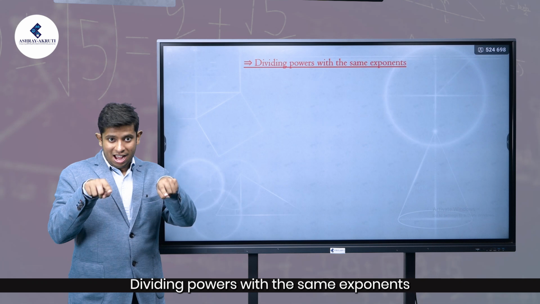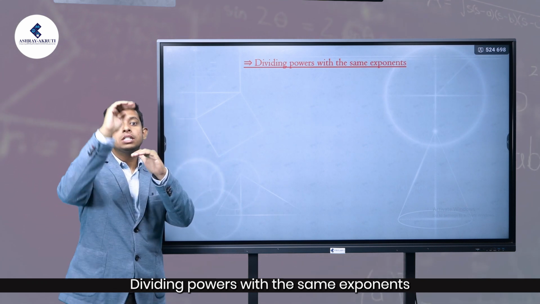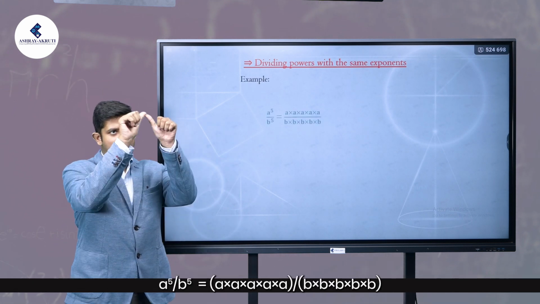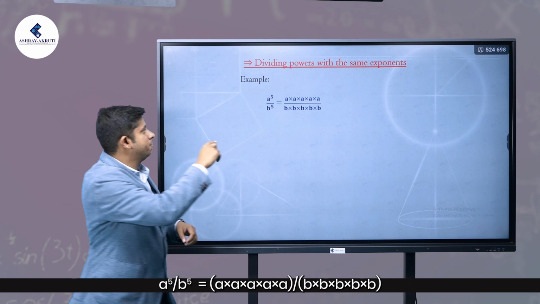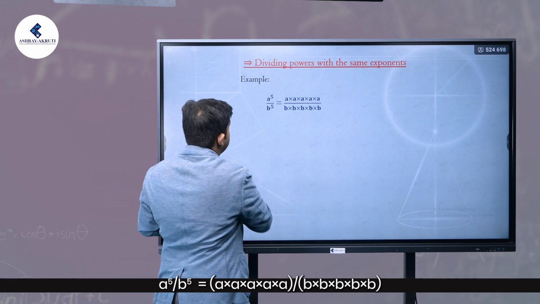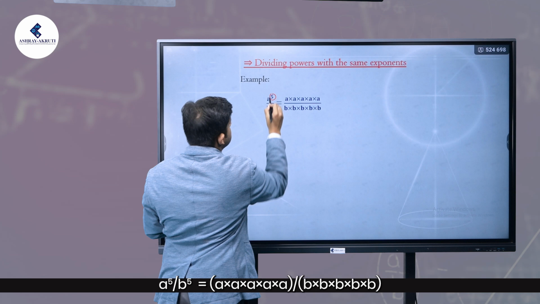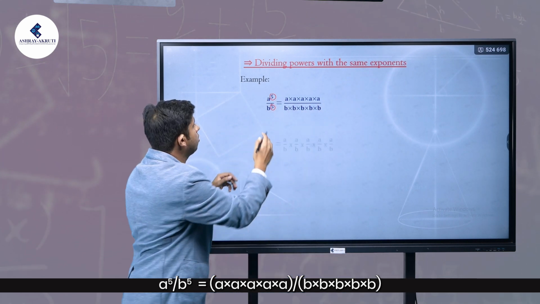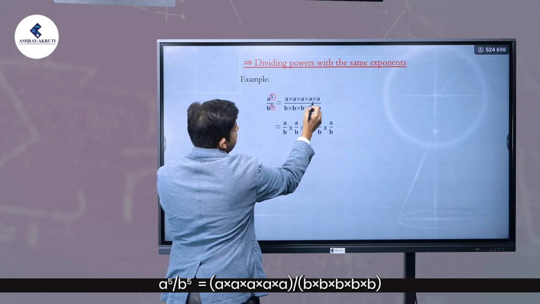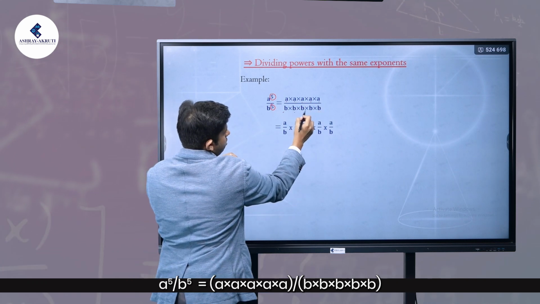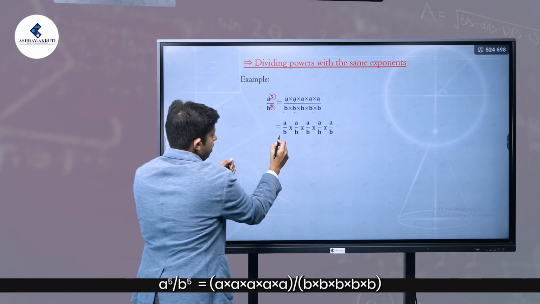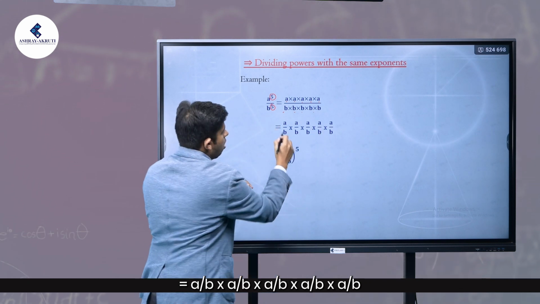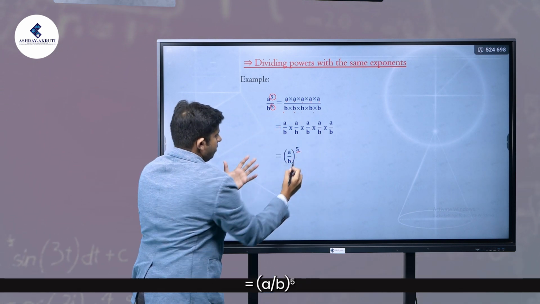Dividing powers with the same exponents. Consider an example. a to the power of 5 by b to the power of 5 is equal to a into a into a into a into a by b into b into b into b into b equals a by b into a by b into a by b into a by b into a by b, which is equal to a by b whole to the power of 5.